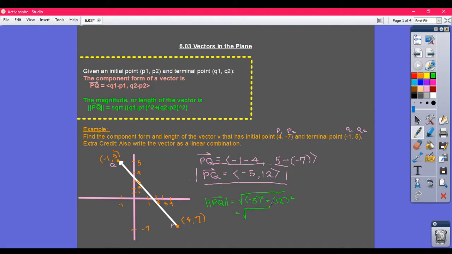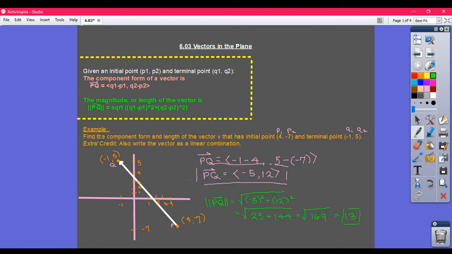which, make sure when you punch this into your calculator, the -5 is in parentheses before you square it. Otherwise, it will come out negative rather than positive. So that gives you 25 plus 144, which is the square root of 169, and that will give you 13. So the length of the vector from here to here is 13.